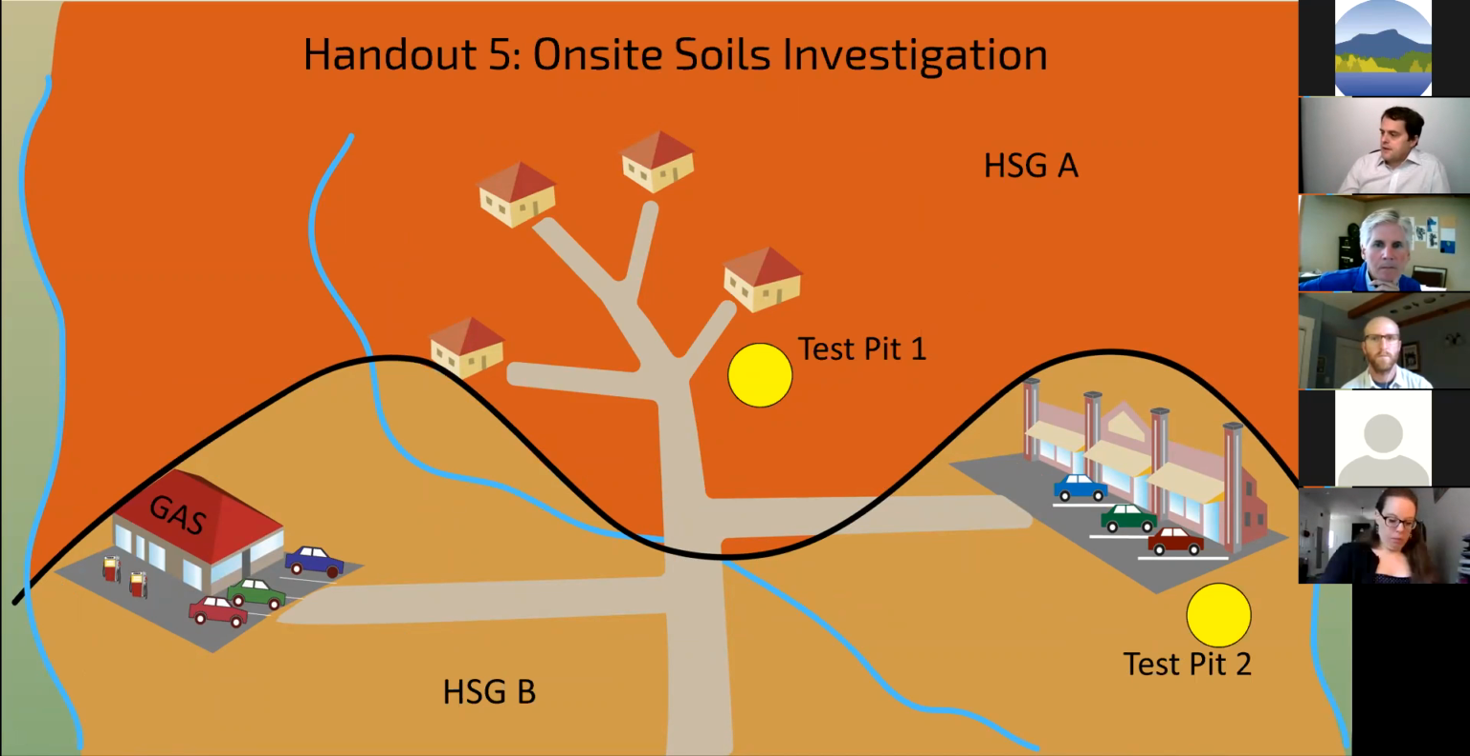And then handout 5 actually has these two test pits. Okay, so these yellow test pit areas, test pit 1 and test pit 2. And that's going to correlate to a couple additional handouts where we actually have that soils information. And so we're going to get to that in a minute.